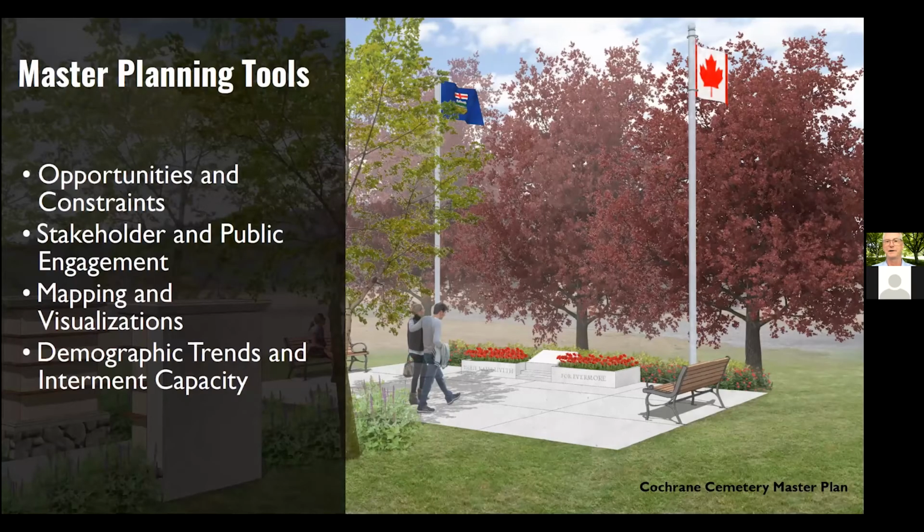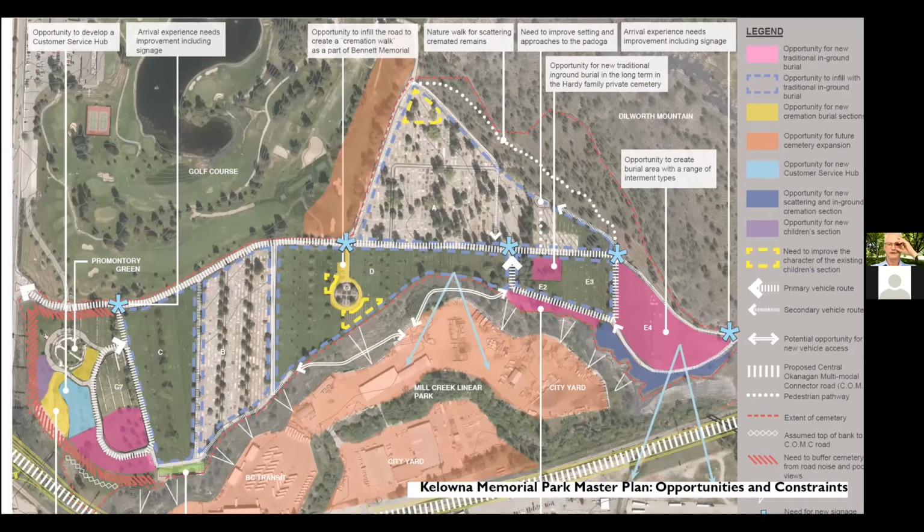Some of the tools you've heard me refer to, opportunities and constraints, a number of times. Really important that those be properly understood, along with engagement, some mapping and some visualizations, and the demographic trends. So we'll move through these fairly quickly. An opportunities and constraints diagram. I had an old prof that referred to them as a yup diagram. You put it up on the wall and everyone sits back and says, yup, that's the way it is.